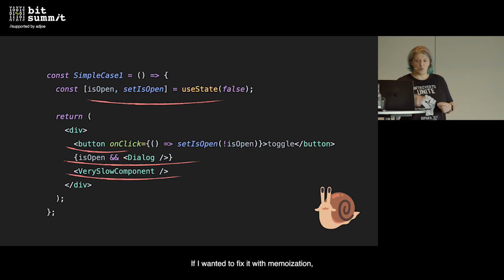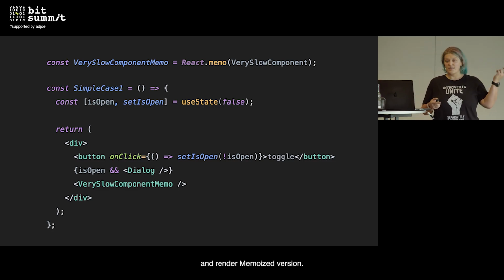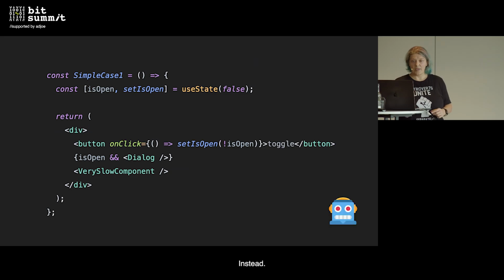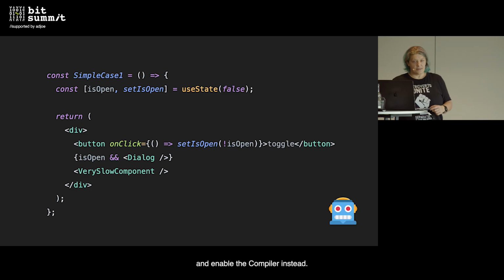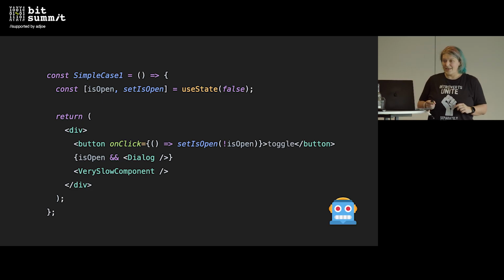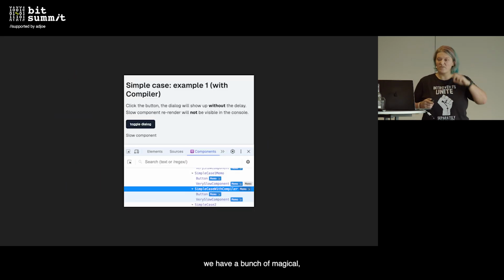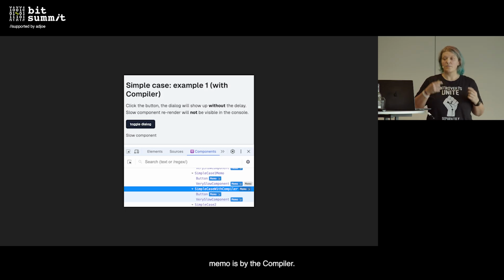If I wanted to fix it with memoization, I would just need to wrap the very slow component in memo and render the memoized version instead. So let's get rid of the memoization and enable the compiler instead. I implemented a really complicated app for this. In the dev tools, you can see that we have a bunch of magical memo labels appearing. That means that the compiler is working for this particular app, and those components, including the very slow component, are memoized by the compiler.